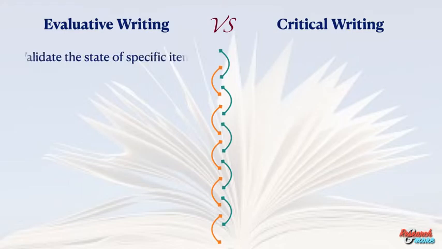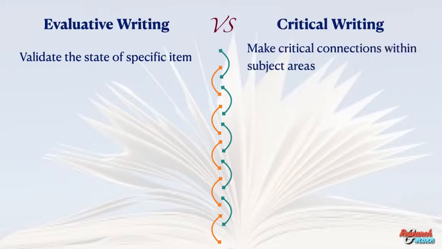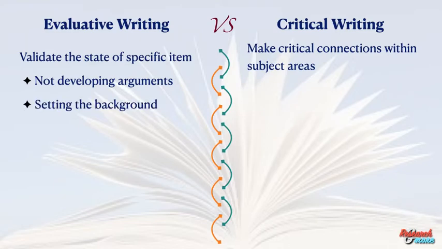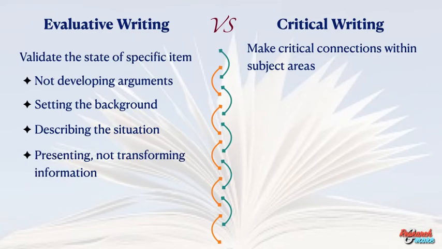We use evaluative or descriptive writing style if we want to provide a validation of the state of a specific item, product, service, program, and others. However, if we want to make critical connections within subject areas and generalize ideas to other contexts through thought-provoking questioning, we use the critical writing style. With evaluative writing, we are not developing any arguments. We are merely setting the background within which an argument can be developed. We are describing the situation as it stands without presenting any analysis or discussion. In providing only a description, we are merely presenting but not transforming information. We are reporting ideas but not taking them forward in any way.